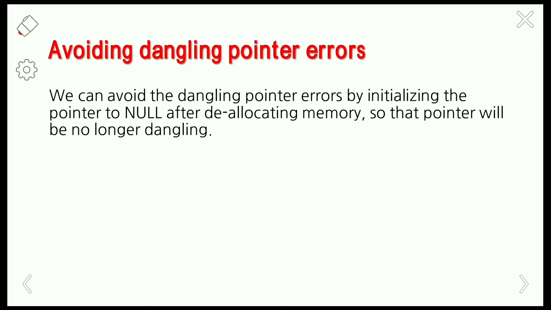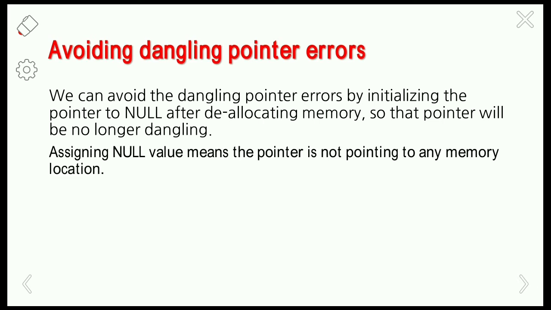So how to avoid dangling pointer errors? We can avoid dangling pointer errors by initializing the pointer to null after the deallocation of the memory, so that the pointer will no longer be dangling. Here the object at the particular location is deleted, right? So that's why the pointer must be initialized to null value. When the object is deleted from the particular location, the pointer must be set to null. Then there is no chance of dangling pointers occurring. Assigning null value means the pointer is not pointing to anything.